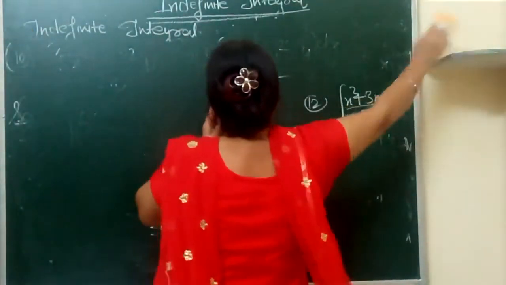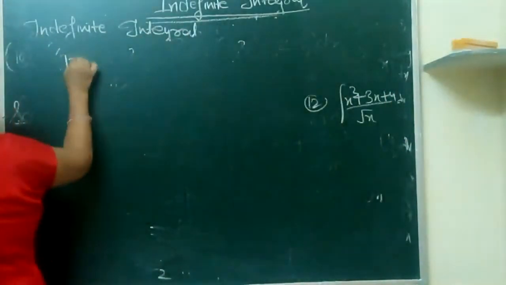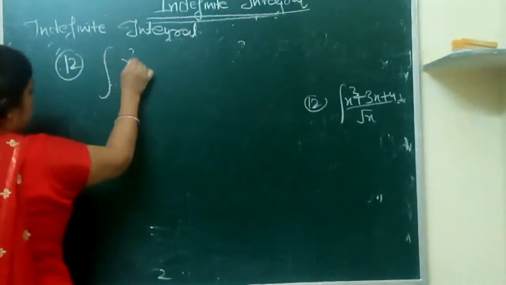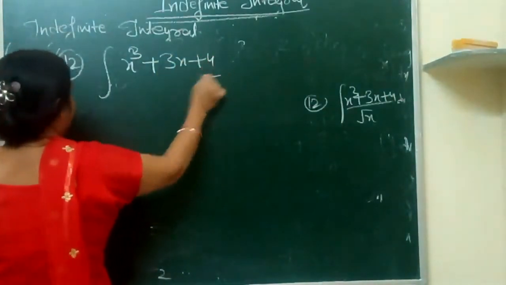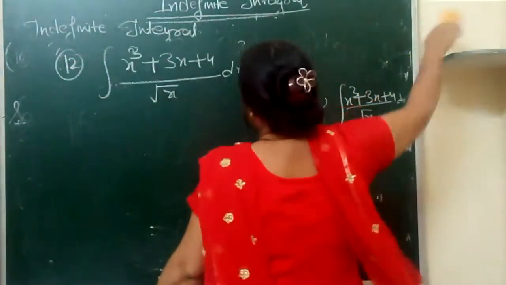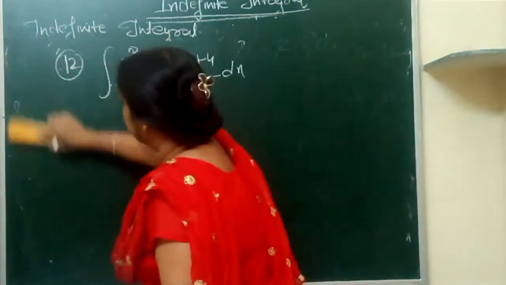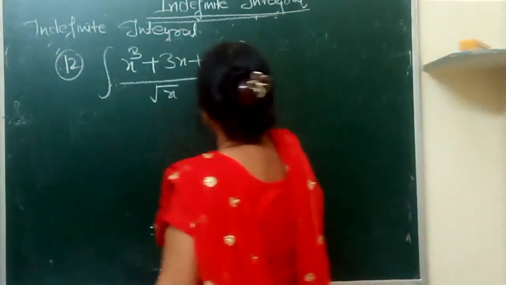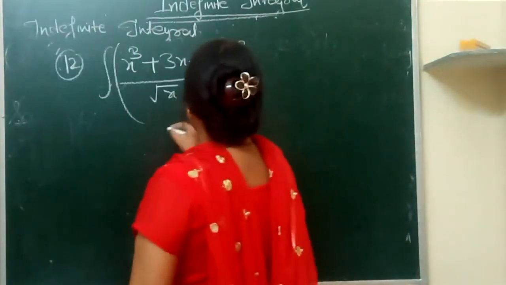In question number 12, it is given the integral of (x cube plus 3x plus 4) upon root x dx. This is question number 12. Now again we will open this integration by dividing by root x. So what will come here?